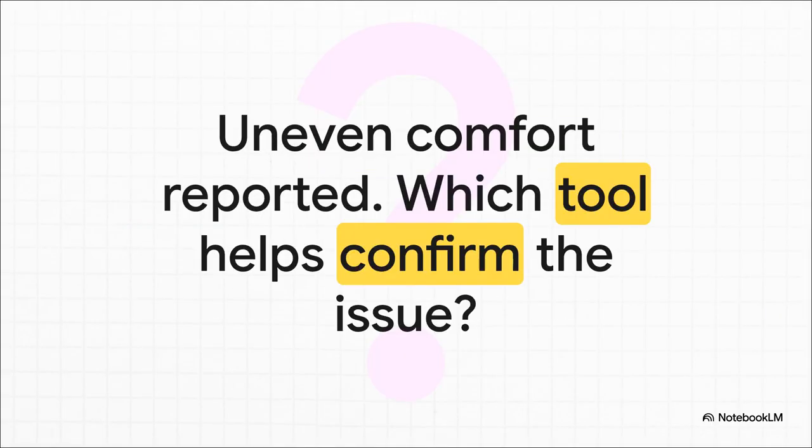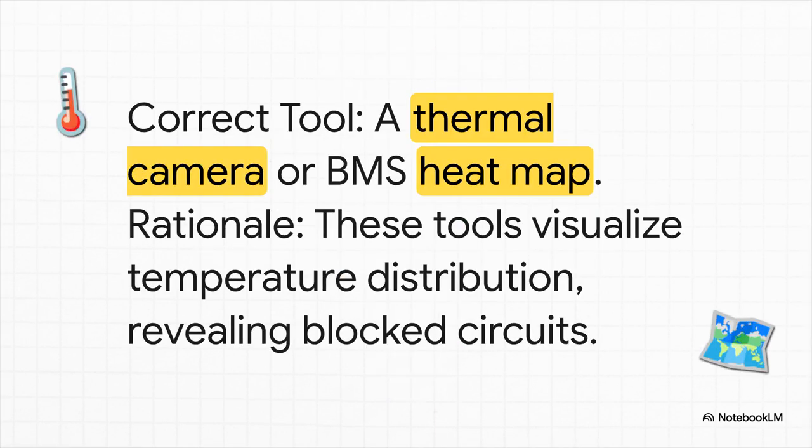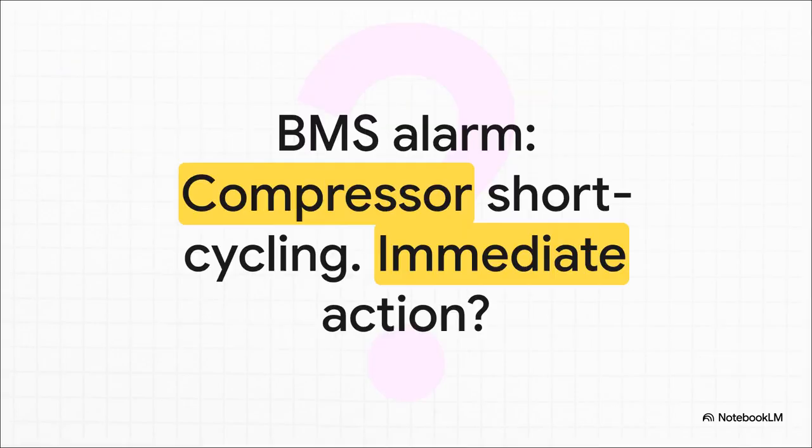The third scenario is based on occupant feedback regarding uneven temperature distribution. The task is to identify the most effective tool for confirming and diagnosing this type of problem. The appropriate tool is a thermal camera, or a BMS-generated heat map. These visualization tools provide clear data on surface temperature distribution, making it possible to identify blocked radiator circuits, flow imbalances, or other hydraulic anomalies.